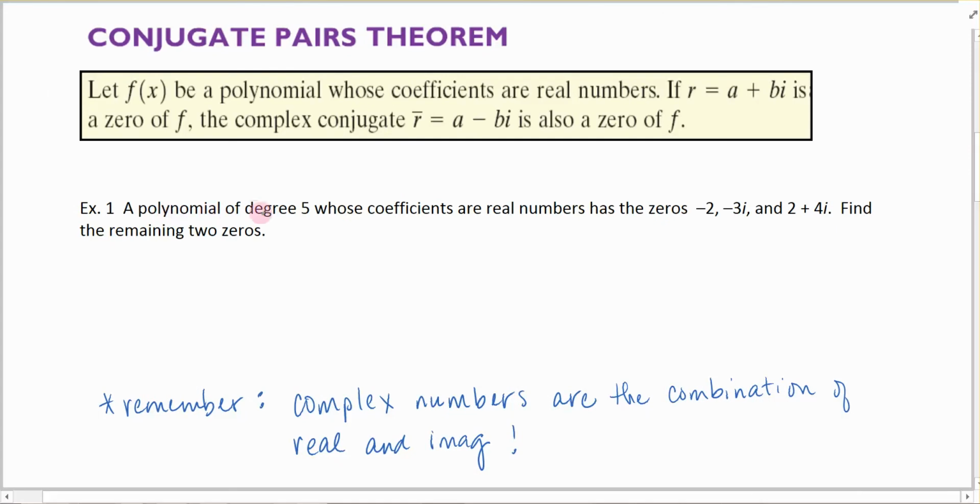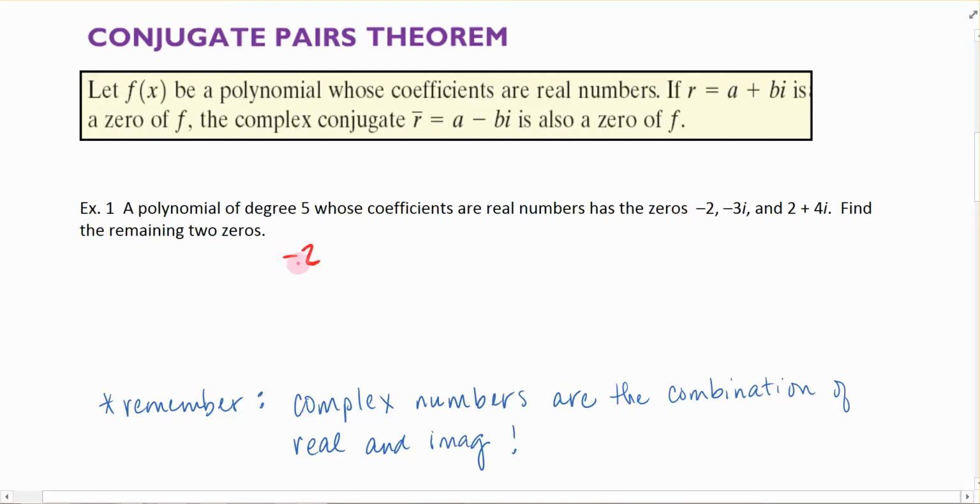I have a polynomial of degree 5 whose coefficients are real numbers and have zeros at -2, -3i, and 2 plus 4i. So I need to find where the remaining two zeros are. So let's make a list. I know that I have a 0 here at -2. Well, that's a real number. I have a 0 here at -3i and one at 2 plus 4i.